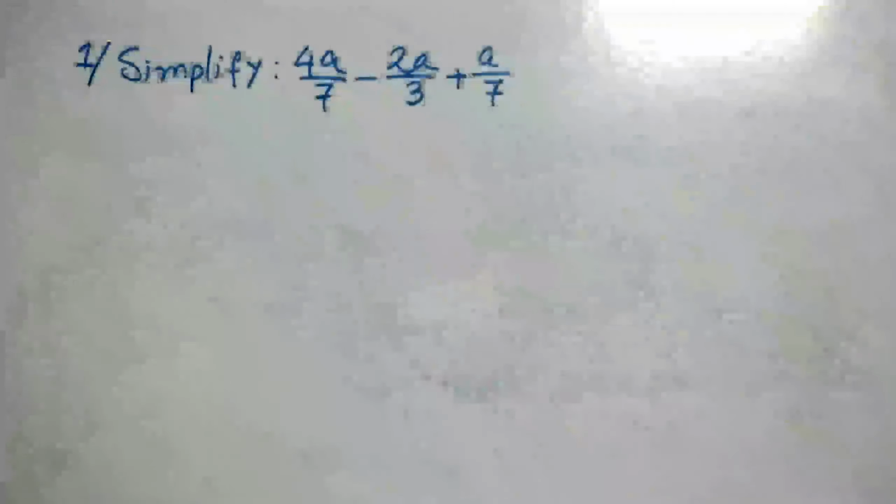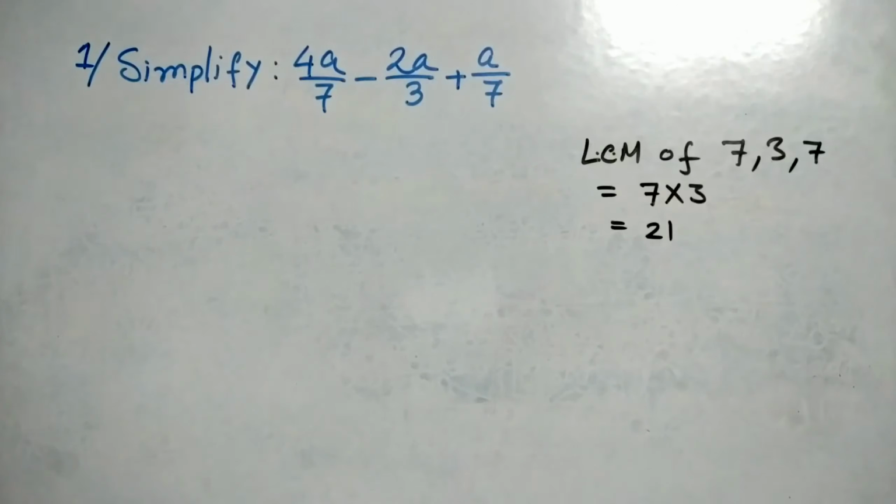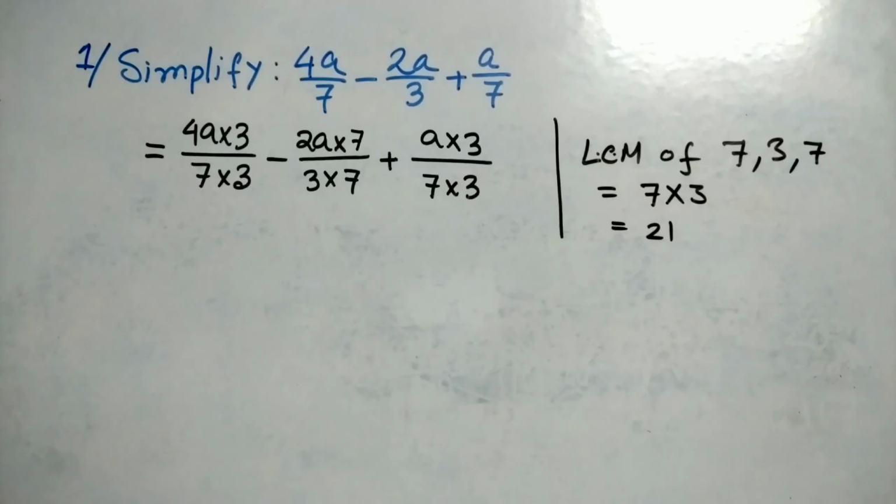The first problem says: simplify 4a/7 - 2a/3 + a/7. We can clearly see that not all the denominators are equal, so we have to convert it into like fractions. Because 7 and 3 are both prime numbers, their LCM will be 7 into 3, that is 21. As we are converting all the fractions into like fractions, we have to convert the denominators into 21.